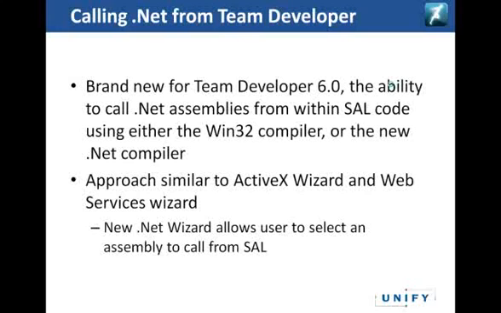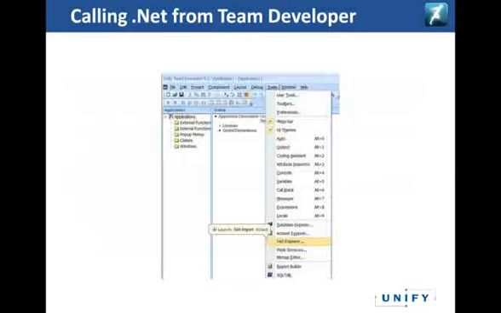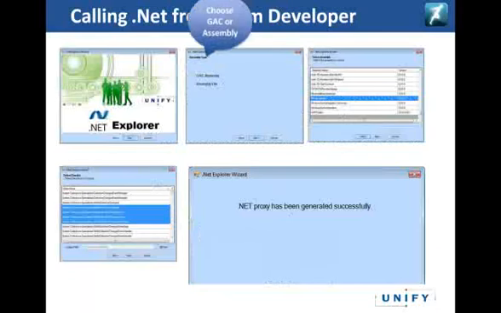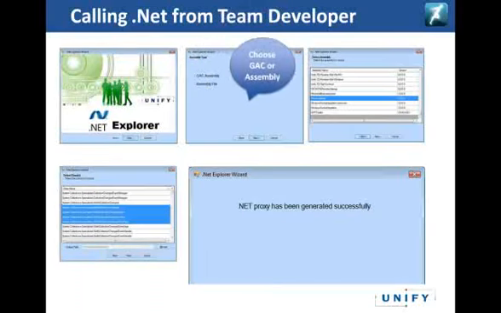The approach to that is similar to the ActiveX wizard and Web Services wizard. The new .NET wizard allows you to select an assembly to call from SAL. And you do that this way. From the Tools menu, select .NET Explorer, and then you go through this process. First, you choose a GAC or assembly. GAC is the central assembly cache on your computer.